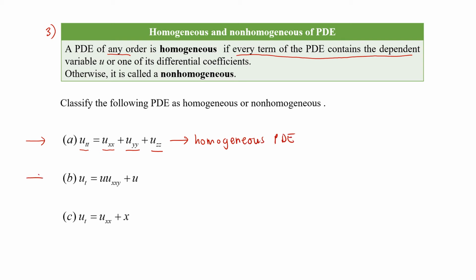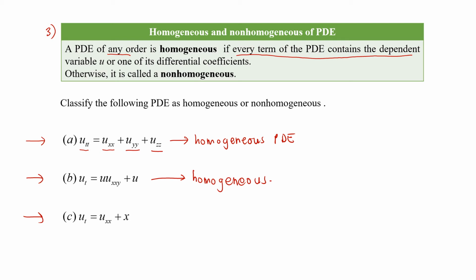For the second one, the first term is a partial differential coefficient, and this is also a partial differential coefficient, and the last one is the dependent variable. Since all terms contain the dependent variable or partial differential coefficients, this PDE is also homogeneous.